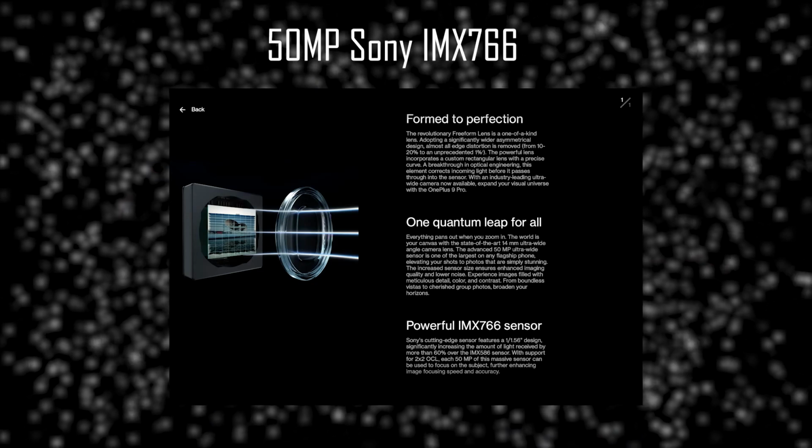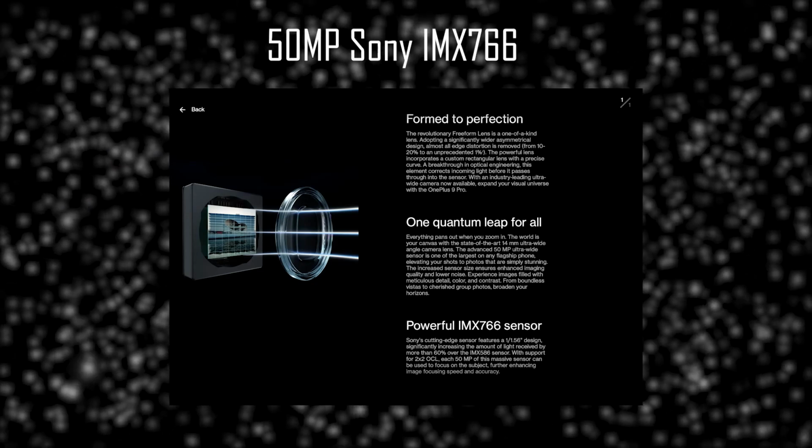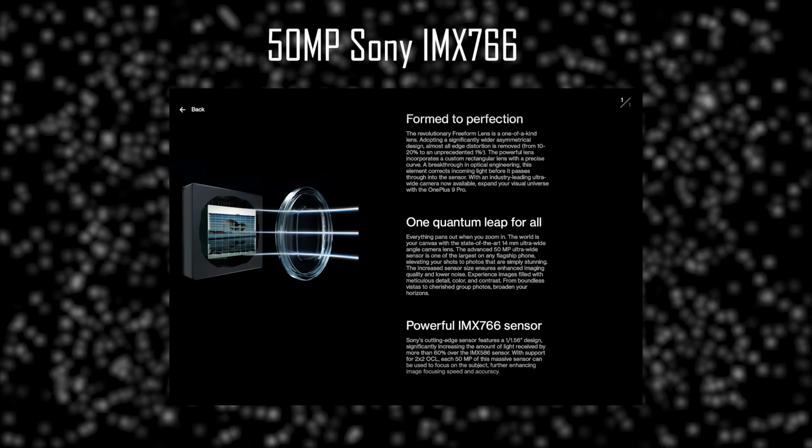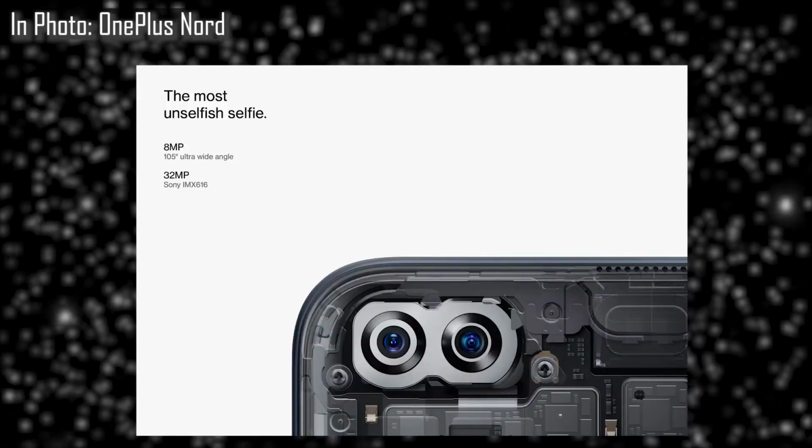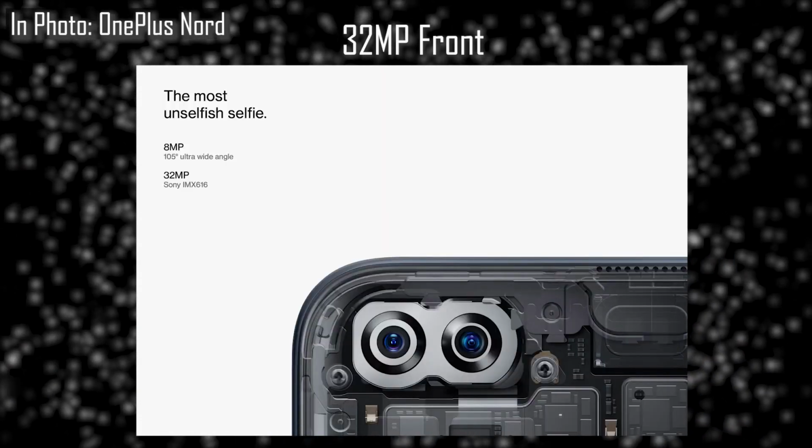So the main camera could be the 50 megapixel Sony IMX766 sensor that's also found on the OnePlus 9 Pro. And this setup should most probably be accompanied with an 8 megapixel ultra-wide camera and a 2 megapixel macro or a depth sensor. The front camera is set to be a 32 megapixel shooter, just like the original Nord.